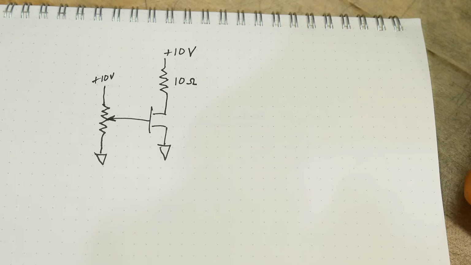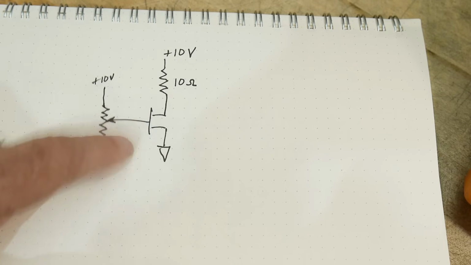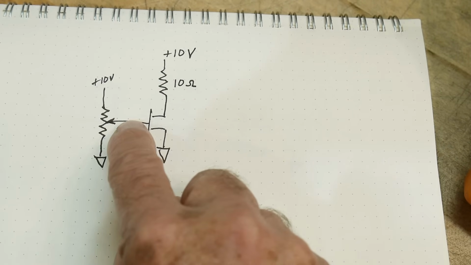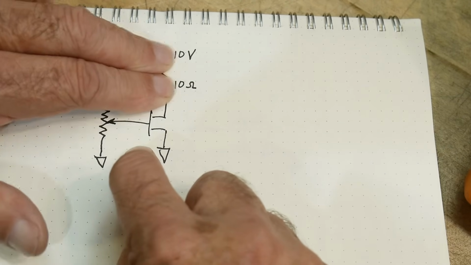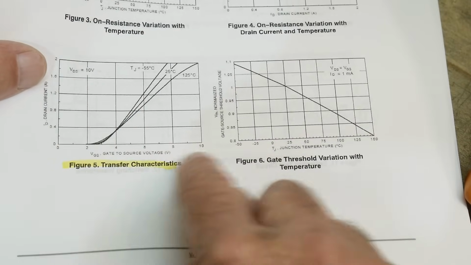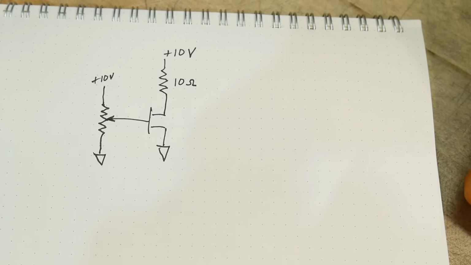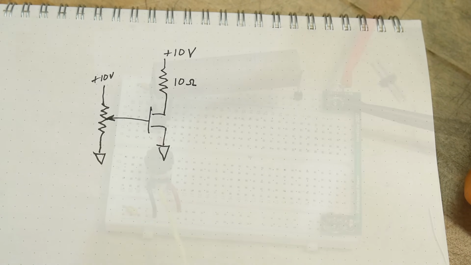So let's go ahead and hook this up, and then we're going to measure gate voltages and voltage across the resistor, and we're going to make this graph. We're going to vary the gate voltage, and then we're going to see how much current, which is how much voltage is across this resistor here. So let's take a look at my setup.